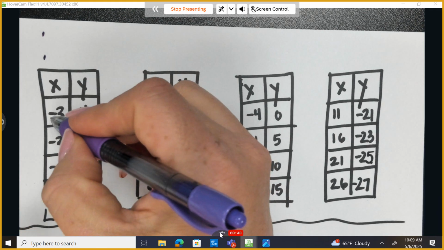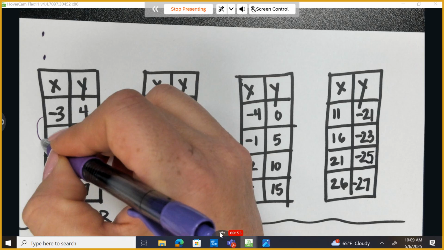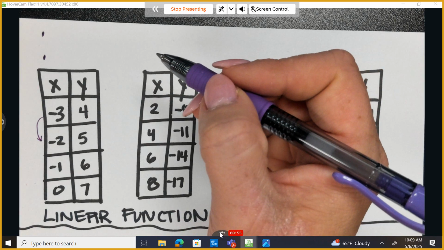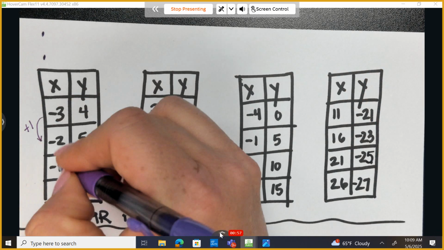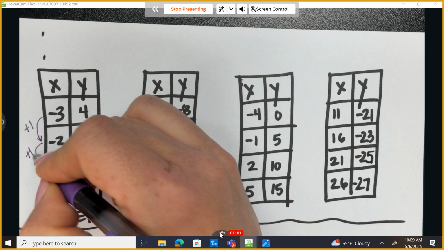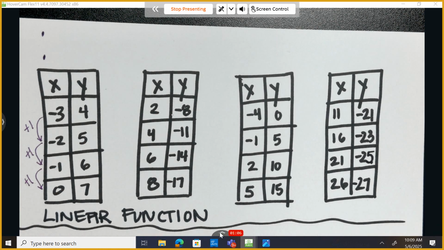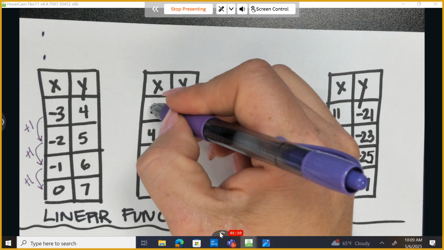Here's the first one. Please go off to the side of the x's. And we're going to ask ourselves, how do I go from -3 to -2? I'm going to add 1. How do I go from -2 to -1? I'm going to add 1. -1 to 0, I add 1 again. It's imperative. That's you showing work. Let's go over here to the next table.